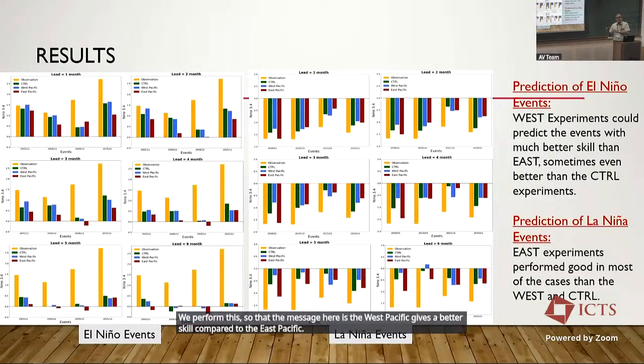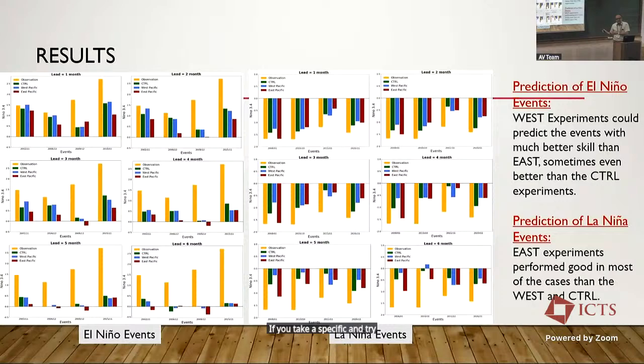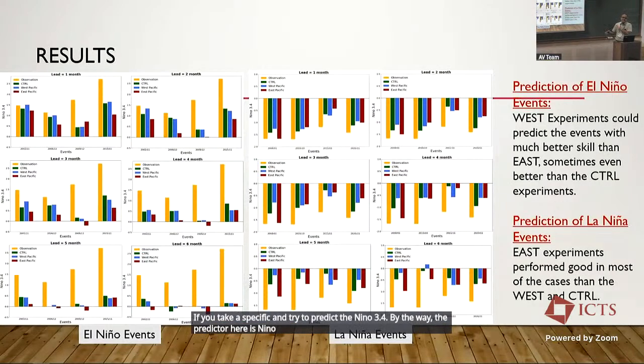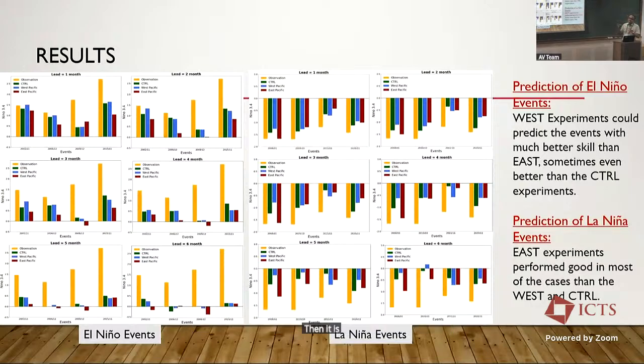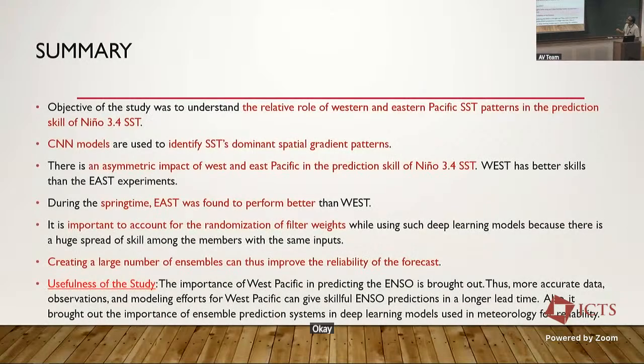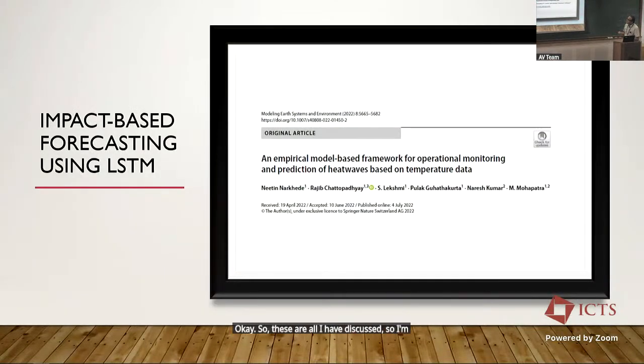If you take the East Pacific and try to predict the Nino 3.4, by the way, the predictor here is the Nino index, then it is better to use the West Pacific than the East Pacific. So this is all I have discussed, so I'm not going into it again.